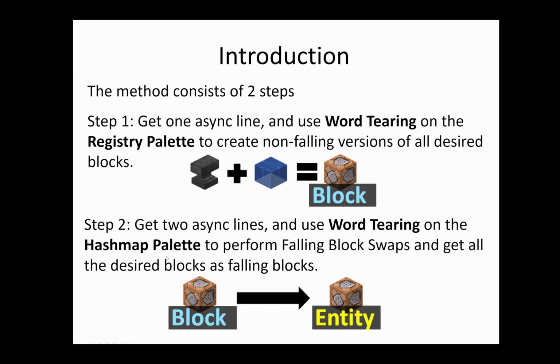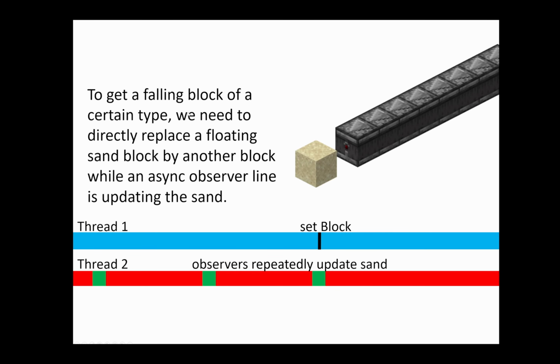And the second step is to get two async lines and then use word tearing on the Hashmap palette, so that's a smaller palette, in order to perform falling block swaps and get all the desired blocks as falling blocks, because if you have them in entity form and you drop them on a slab or a torch or something, essentially just kill the falling block, you get the items, and we of course want to get the items. So to get a falling block of a certain type, we need to directly replace a floating sand block by another block while an async observer line is also updating the sand. So looks like this.